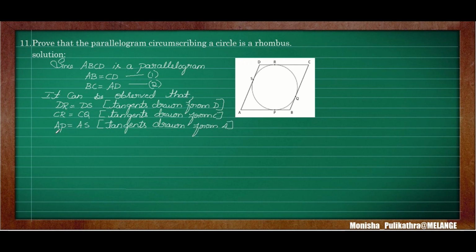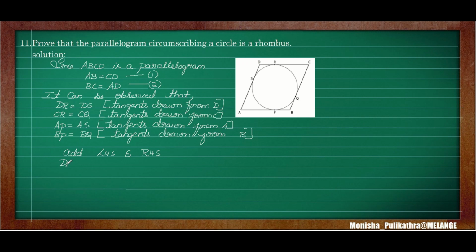So next one is BP is equal to BQ. So here, tangents drawn from B. Okay. So after getting all these things, we need to add LHS and RHS. So together we need to add it. Add this LHS separately and RHS separately.